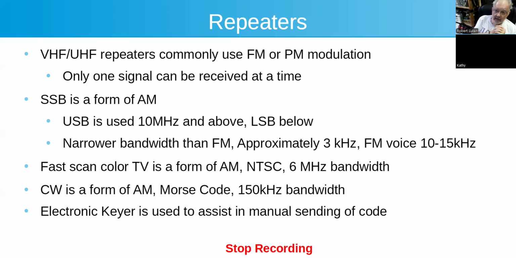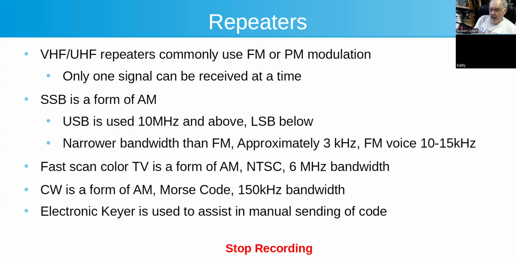And single sideband is used because it has a much narrower bandwidth than FM. Our single sideband is about 2.8 or 3 kilohertz. Most of your FM voice is going to be in the 10 to 15 kilohertz range. So you use a much smaller portion of the spectrum, so you have more power per hertz in that bandwidth.